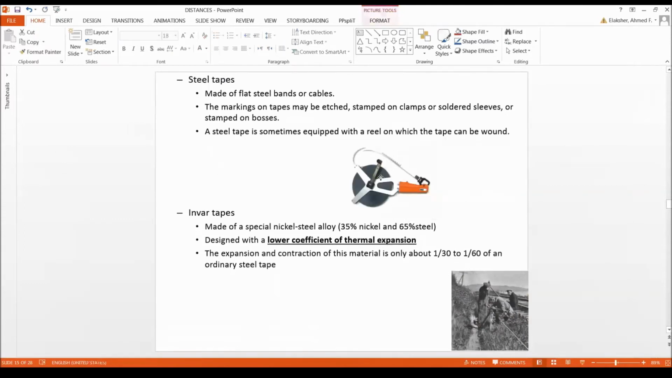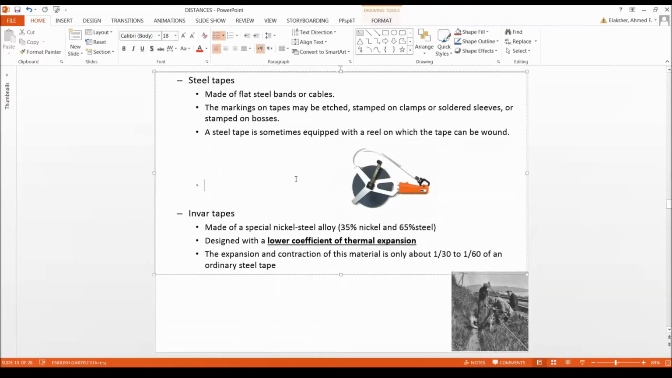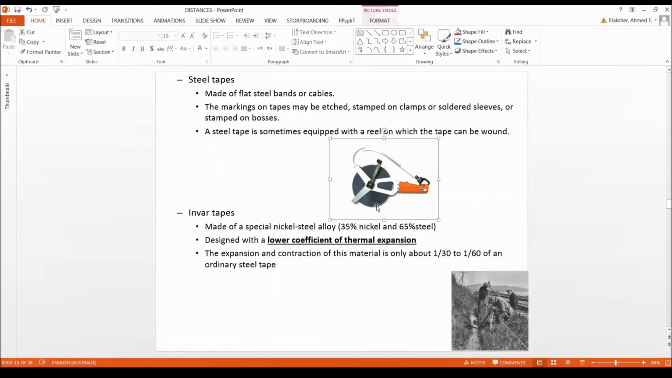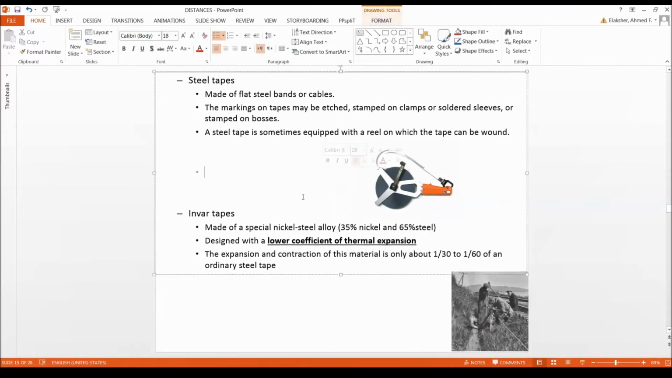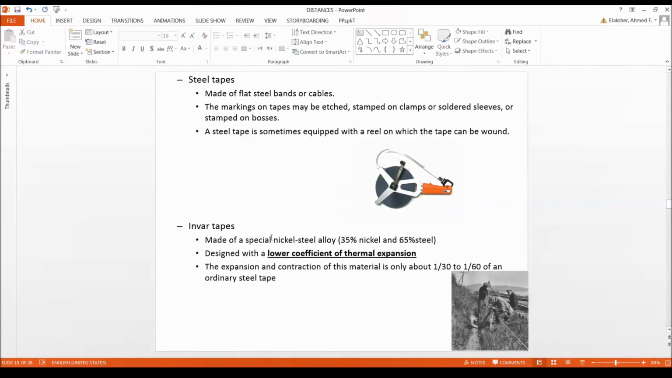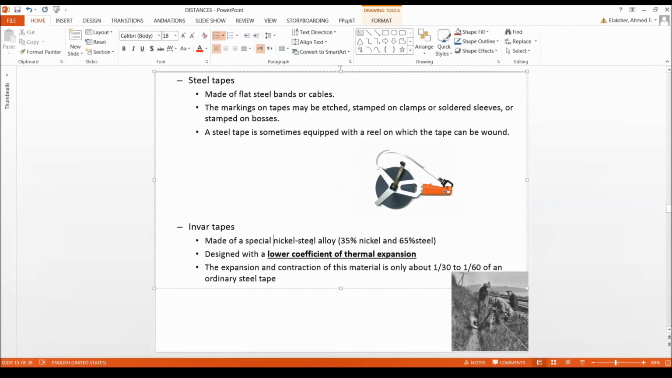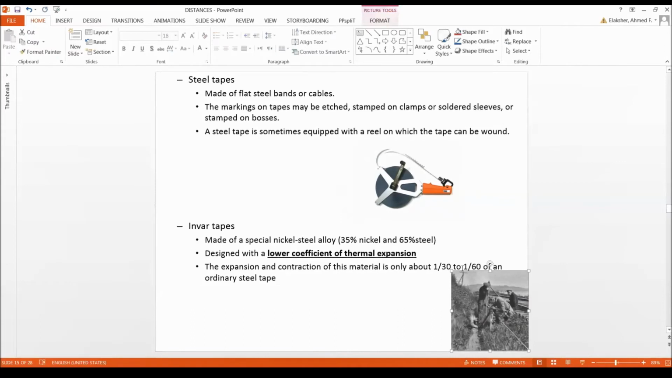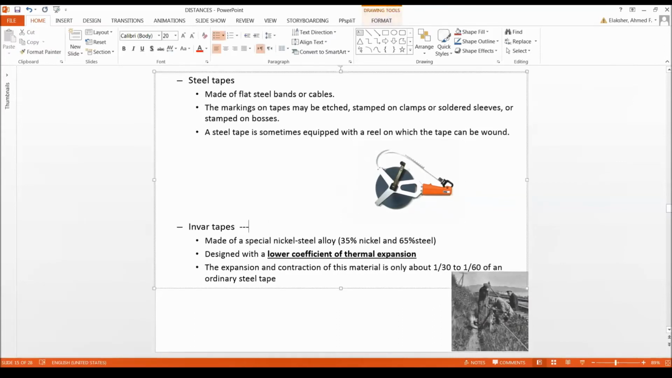And this is a picture of it here. It is made of what we call flat steel bands or cables. Its expansion and shrinkage is much less than the other types. It doesn't tangle or kink like the other ones. We have something called the invar tapes, which are made from special nickel steel alloys. We use these in more precise geodetic surveys.